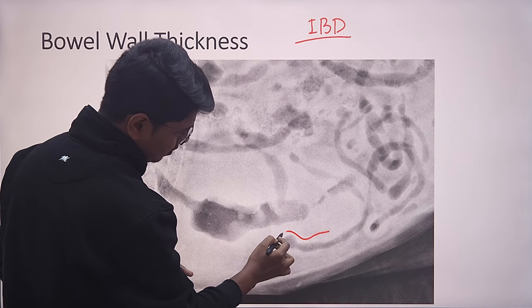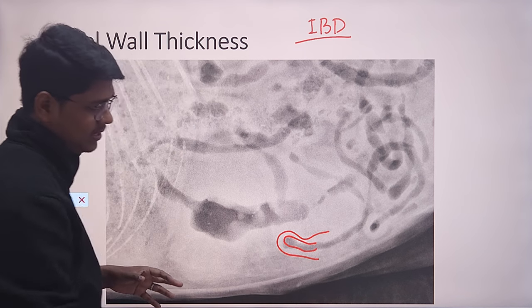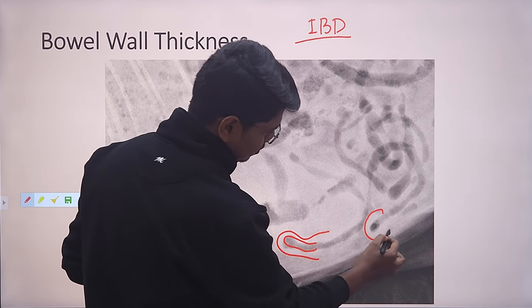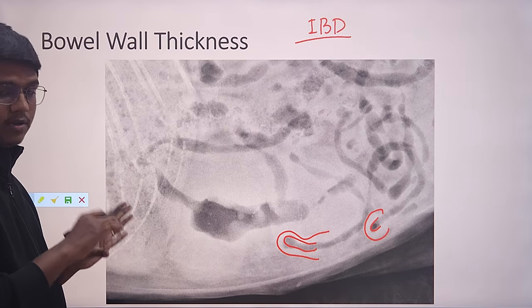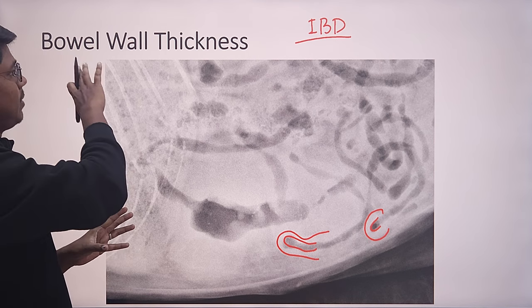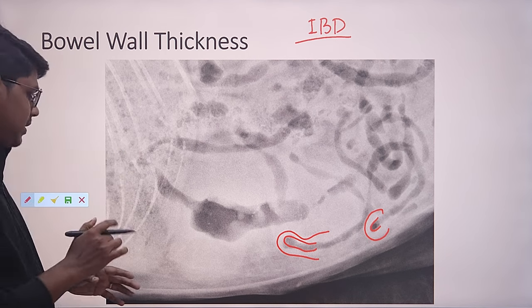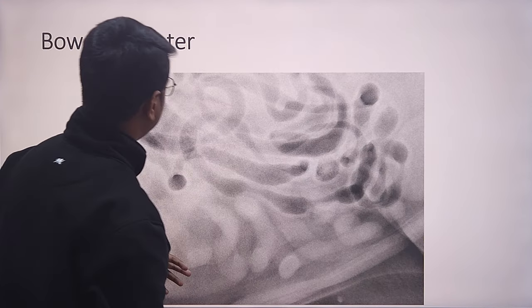You can see here the wall is actually thickened. This is the lumen. Okay, the wall is thickened. Here you can see clearly the wall is thickened. But this is not the proper radiography. It is not a proper technique to evaluate the bowel thickness. It is better you go for ultrasonography. But sometimes they are visible in radiography also.